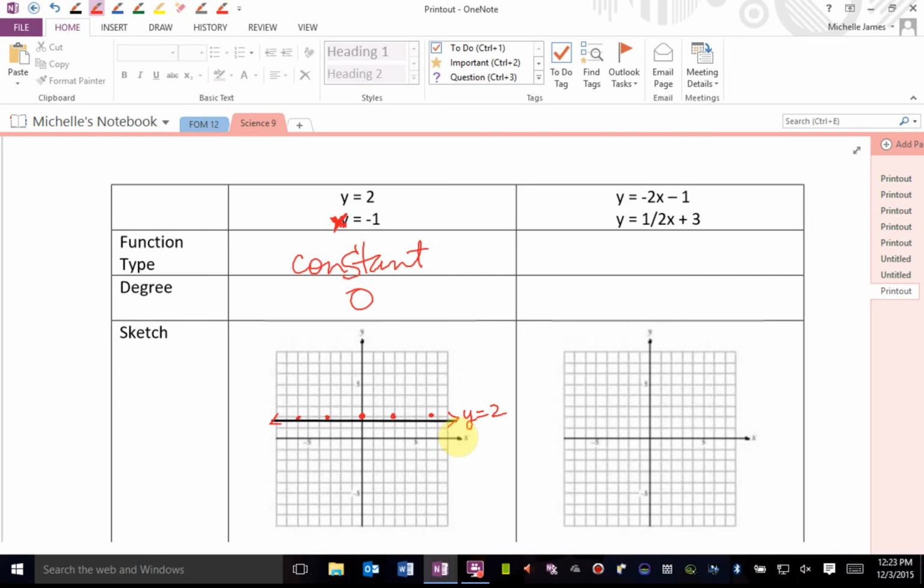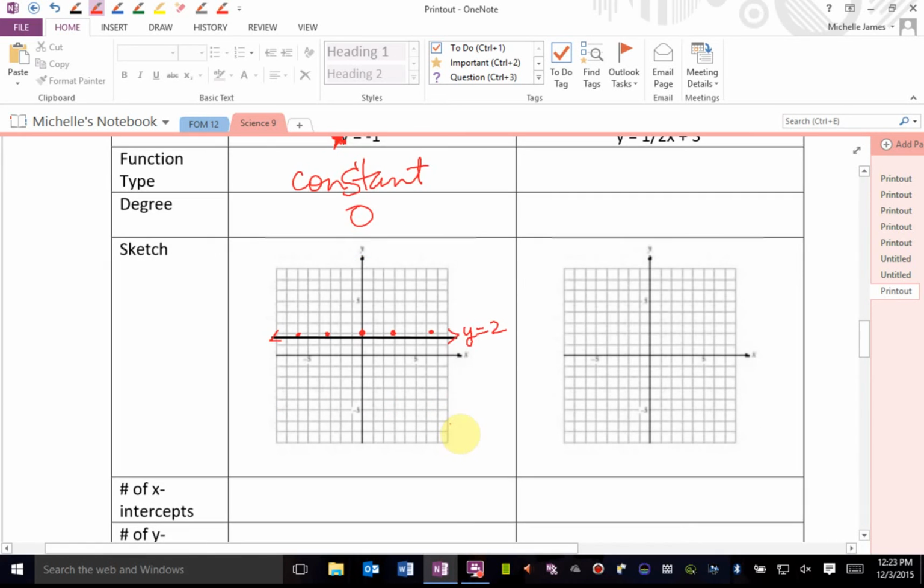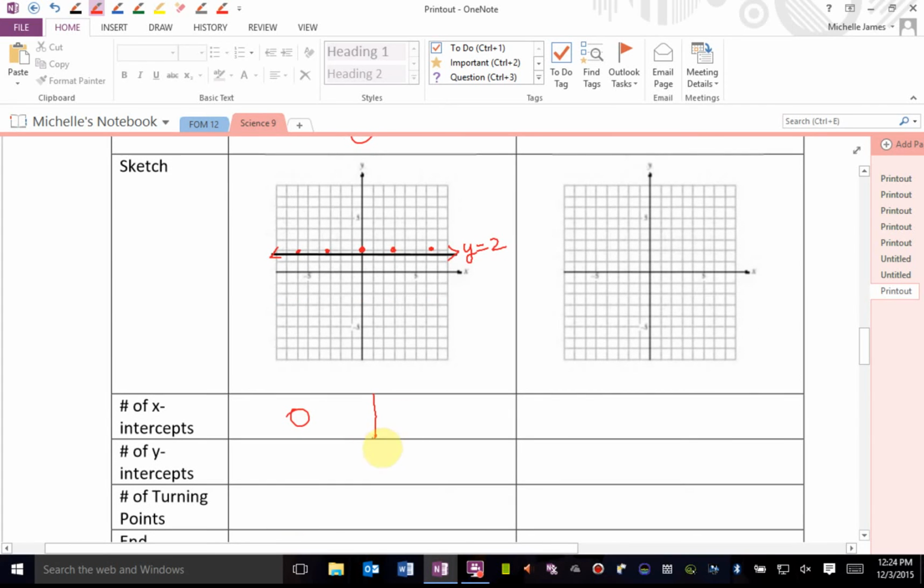No, I don't care. So let's talk about, first of all, we'll divide this in half because we had 2 different equations, and we'll do y equals 2 in the first half. So it says number of x-intercepts. How many times will the graph of y equals 2 cross the x-axis? Yeah, none. It has 0 x-intercepts. How many y-intercepts does it have?